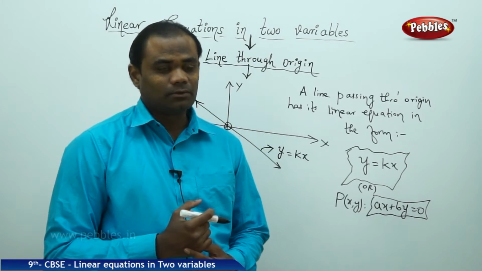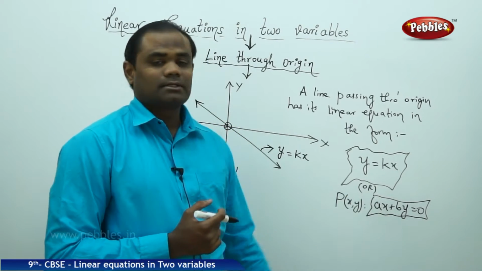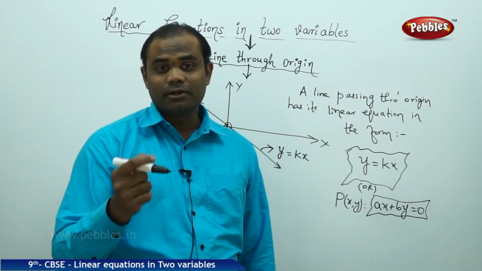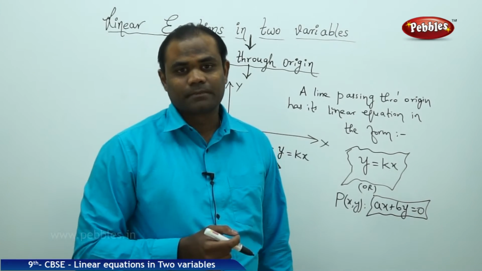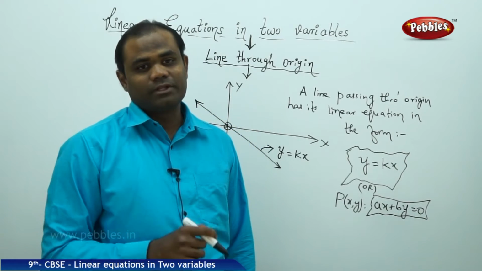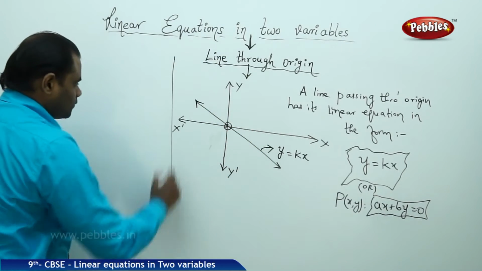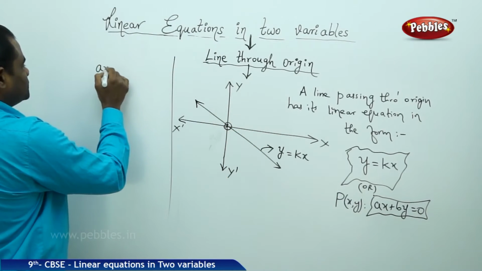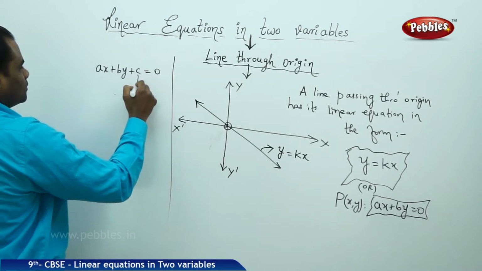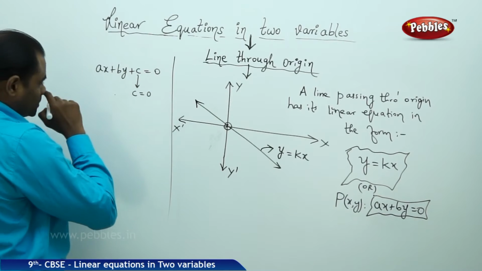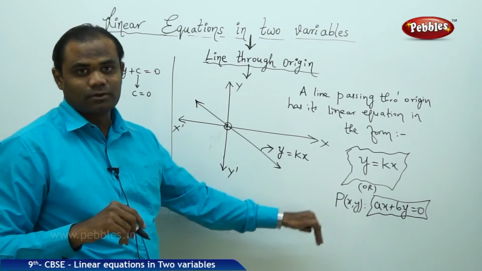The learning outcome out here is that when a line or a linear equation passes through origin in the xy coordinate system, its constant value vanishes. Therefore, if I have the general linear equation ax plus by plus c equal to 0, this constant vanishes when it passes through origin.